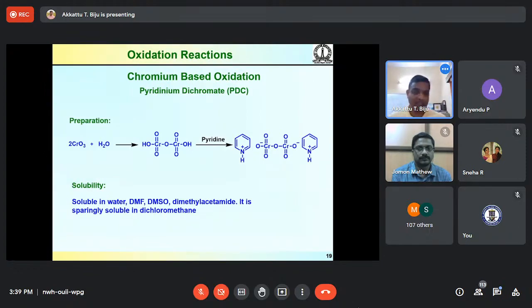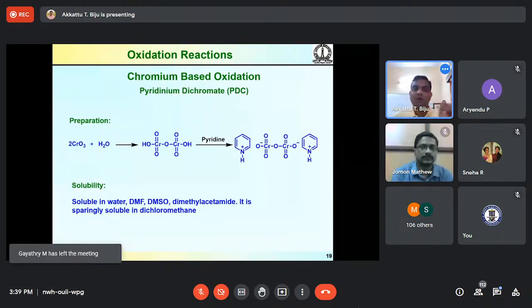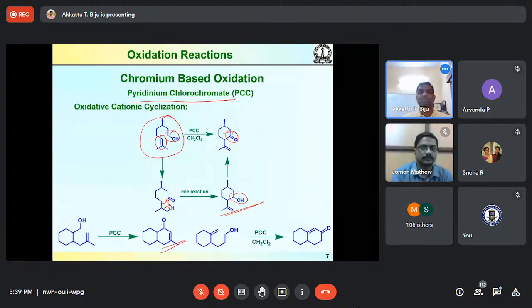One has to use excess amount, and the universally accepted chromium containing reagent is PCC, pyridinium chlorochromate. But the only disadvantage of PCC, if we ask what is the disadvantage of pyridinium chlorochromate, is the removal of this chromium residue. So at the end of the reaction, we need to do a workup.